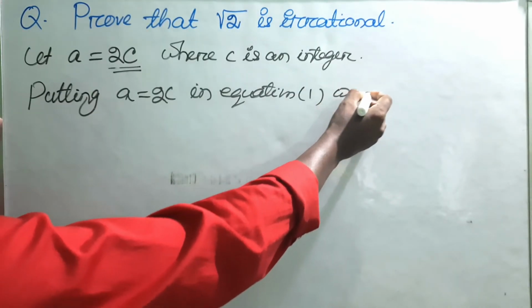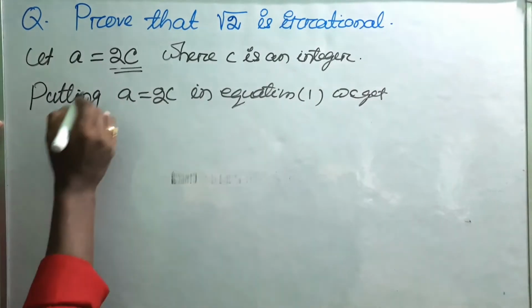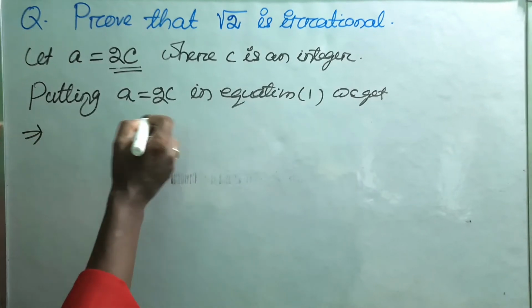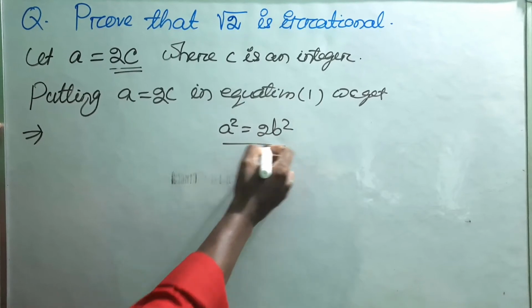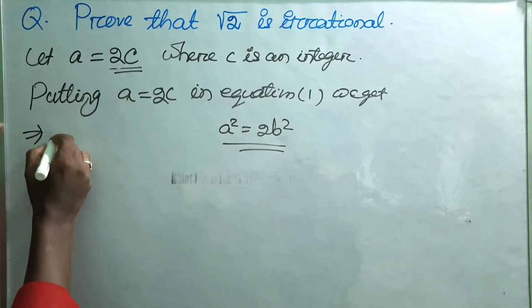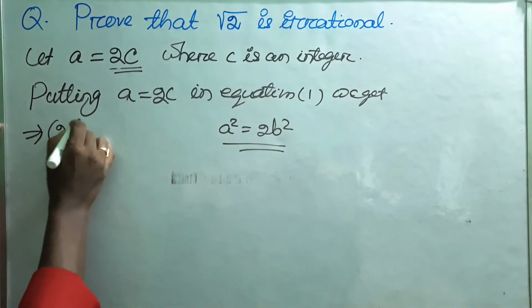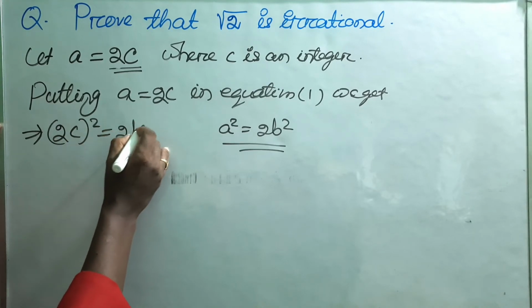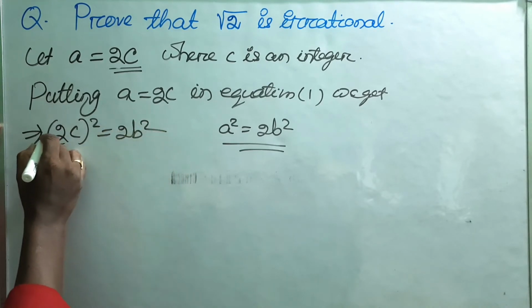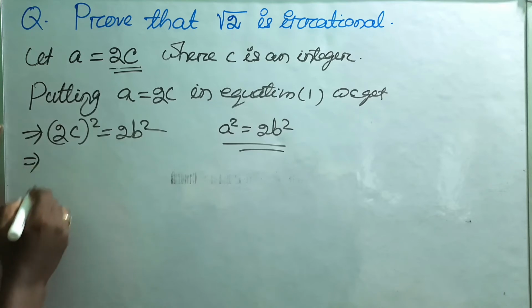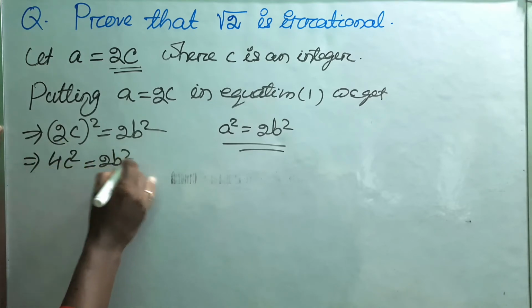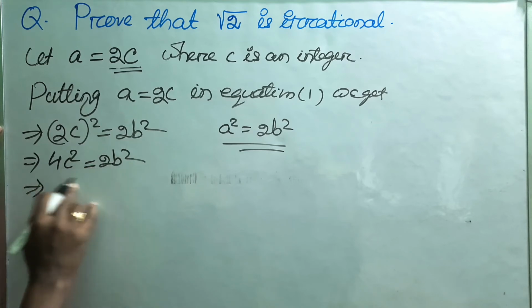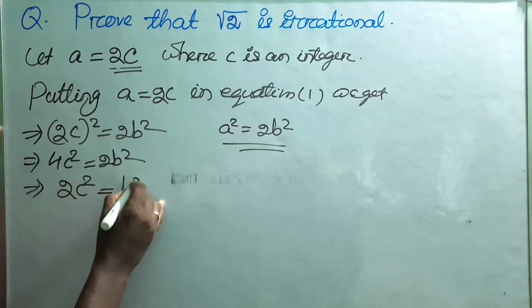So on putting, what will we get? What was equation 1? A square is equal to 2b square. So this was equation 1. Put this value in equation 1. We will get 2c square equal to 2b square. Now this implies 4c square is equal to 2b square. Now if we bring 2 to this side, it becomes 4 by 2, that is 2. So 2c square is equal to b square.